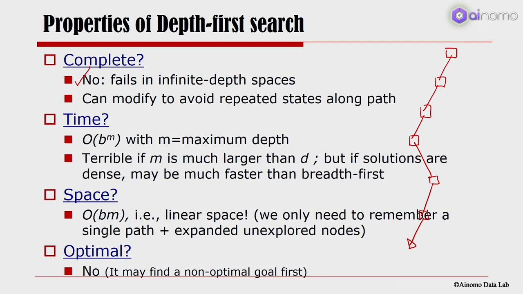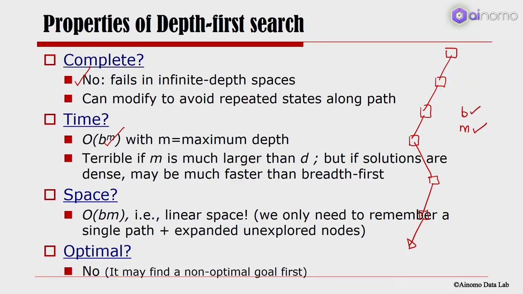What about the time complexity of depth first search? If I have M which is the maximum depth and B being the branching factor, then the number of nodes that I need to expand is B to the power M. Terrible if M is much larger than D, but if solutions are dense, it may be much faster than breadth first search. But if I have a huge M, then it would be terrible time complexity.